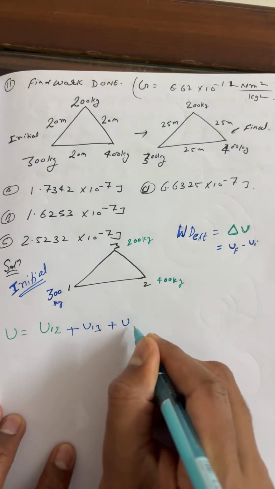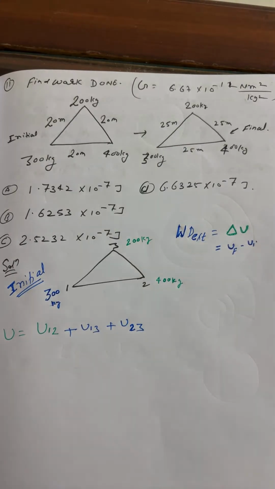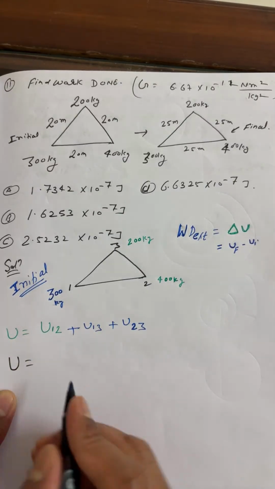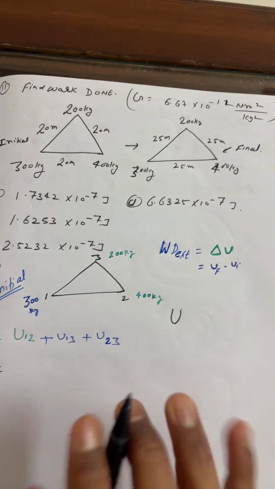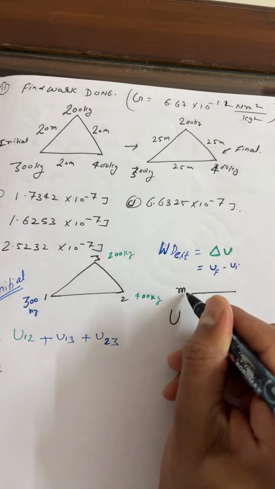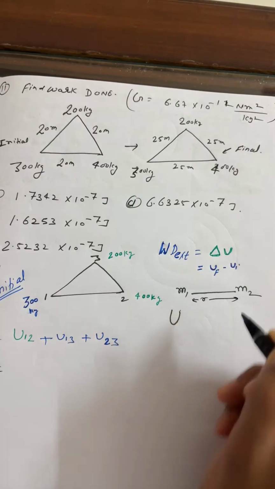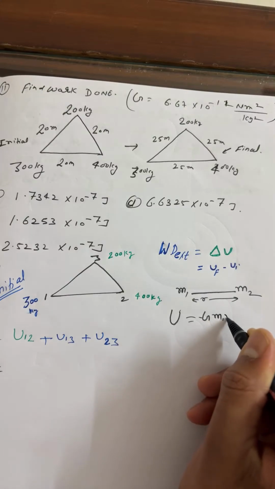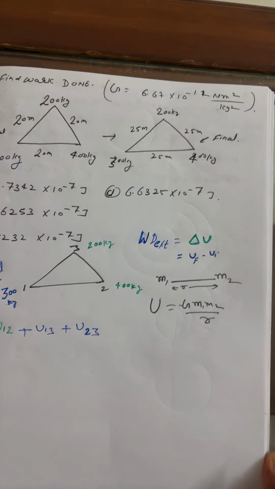Then you can say U2 due to 3. I hope you remember the formula: the potential energy for a pair of masses m1 and m2. I'm not only solving questions, I'm giving the concept as well. So you can write this as minus G m1 m2 by r.